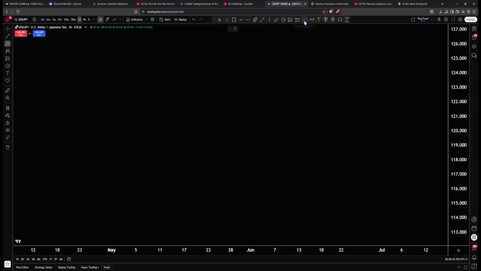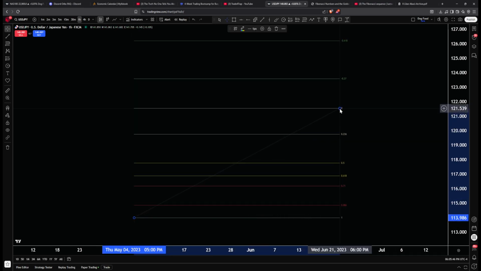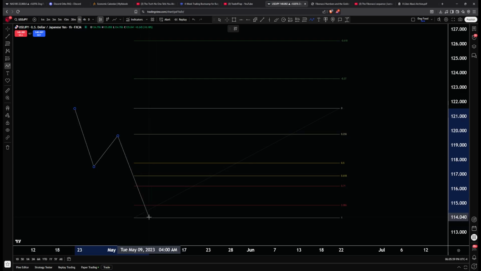Let's say we want to figure out where is a good place to get in the market. I have fibs drawn out, but the chart would look something like this, right? Starts at a low, price has been coming down, starts at a low, and then the price will, let's say, shoot up.